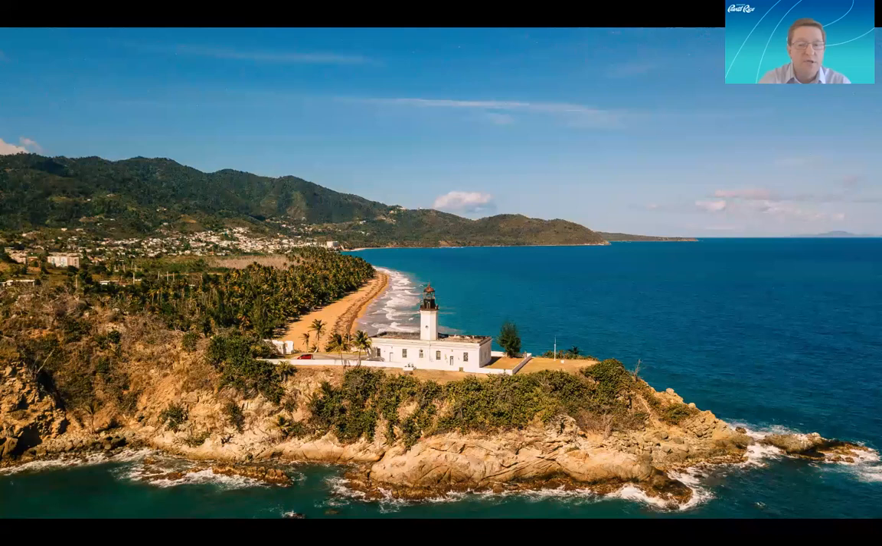You can also expect that despite this difficult situation we are all in, Discover Puerto Rico has not and will not stop promoting Puerto Rico.